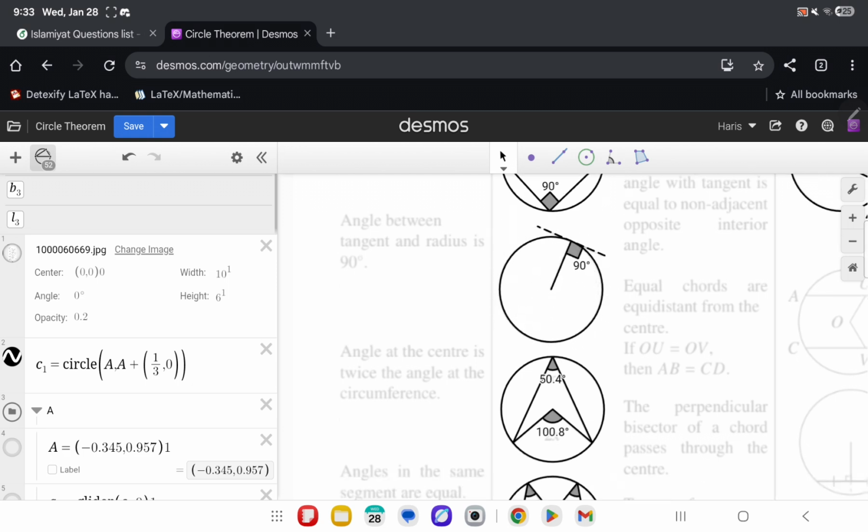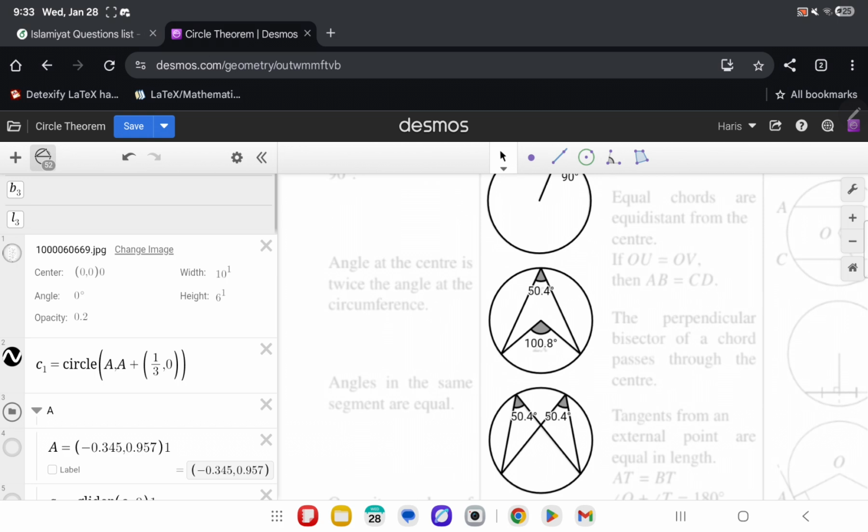Next is angle at the center is twice the angle at the circumference. Now, what does this mean? If we have, say, this angle 50.4, or x in my notes, and then if we move this third point, that is being made by these 2 points right here, to the side, you move this to the center, this angle will be doubled. Now I do not know how to prove it, but trust the process. So it will be doubled always.